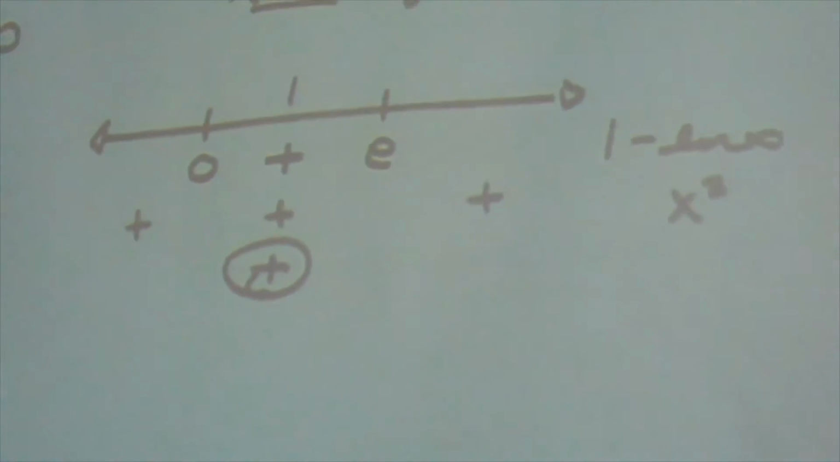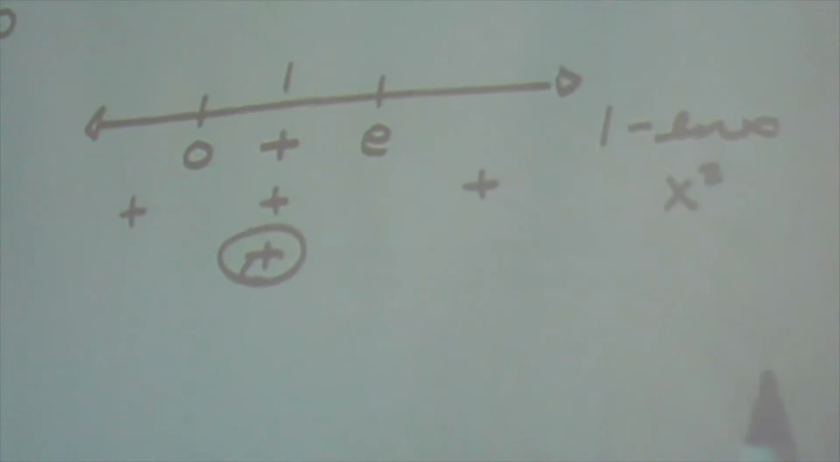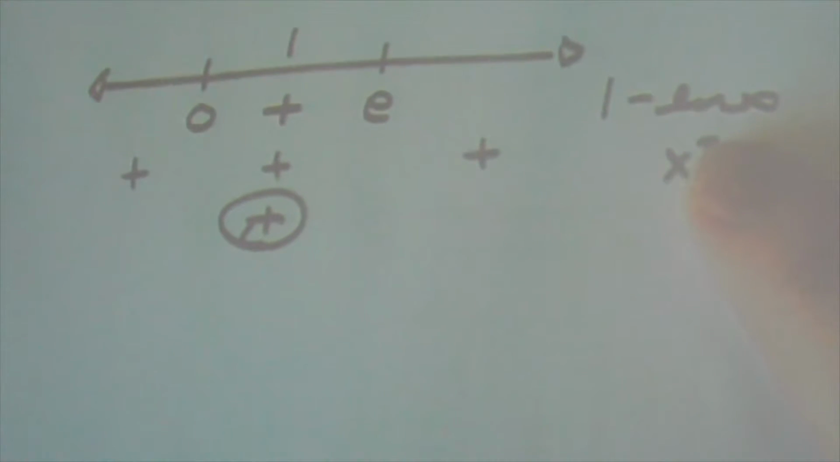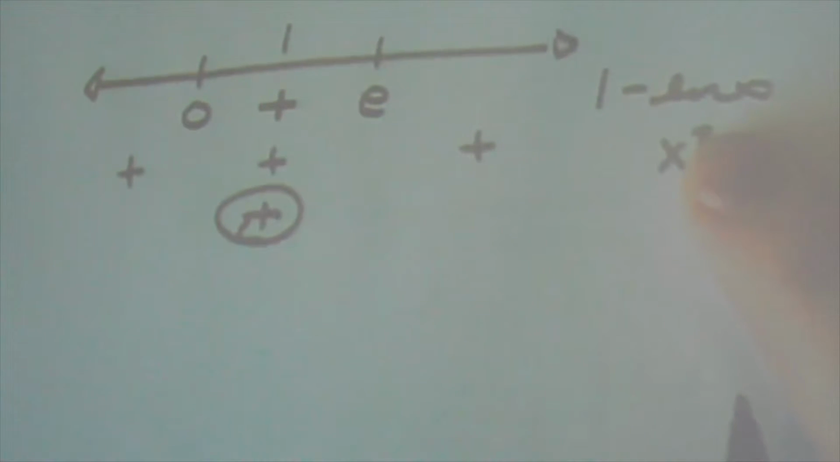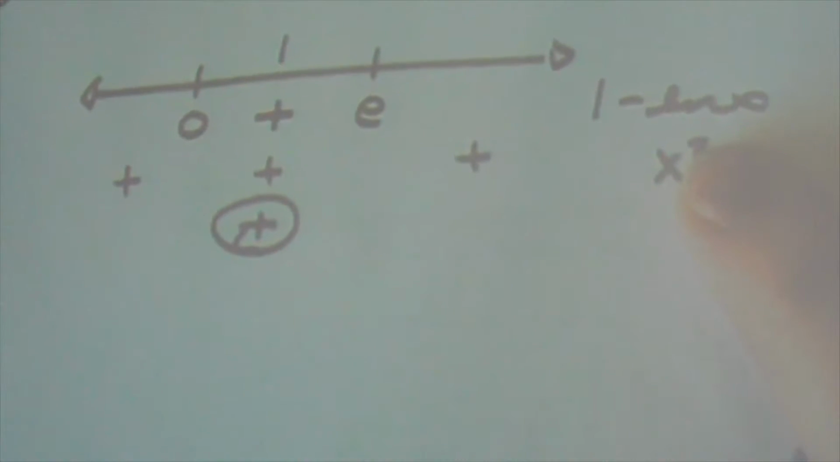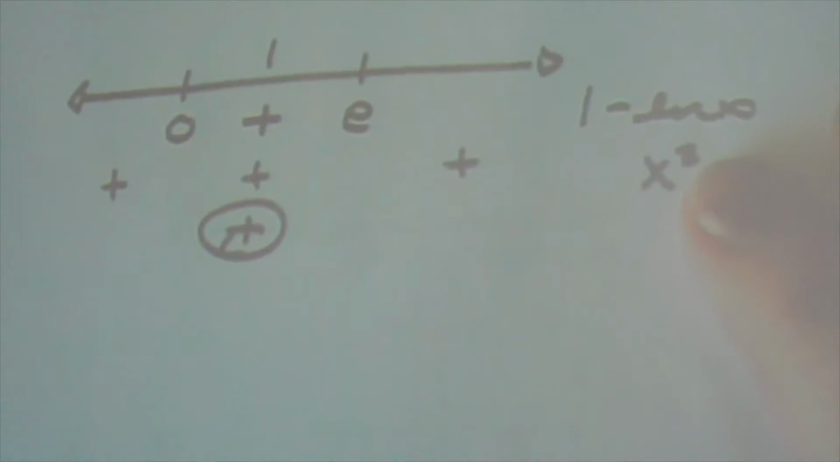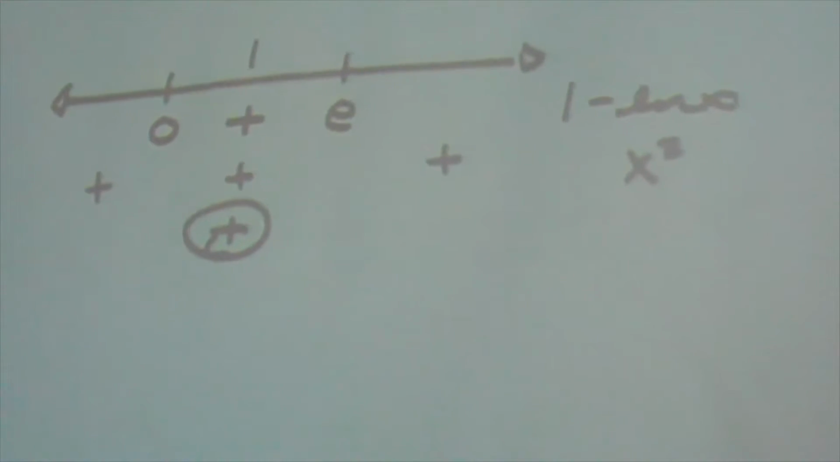Okay. Give me something bigger than e. 5. I like a million. 1 minus natural log of a million. Is that probably negative? Yeah. Yes, it is. It depends.